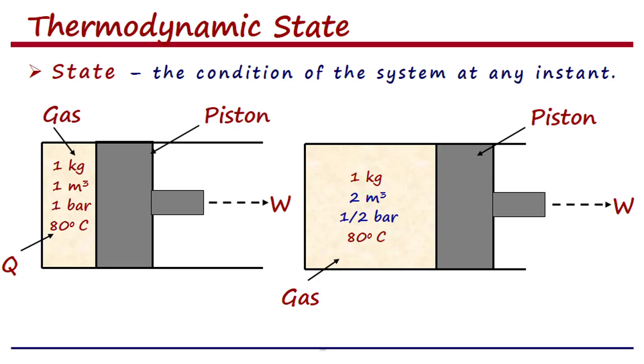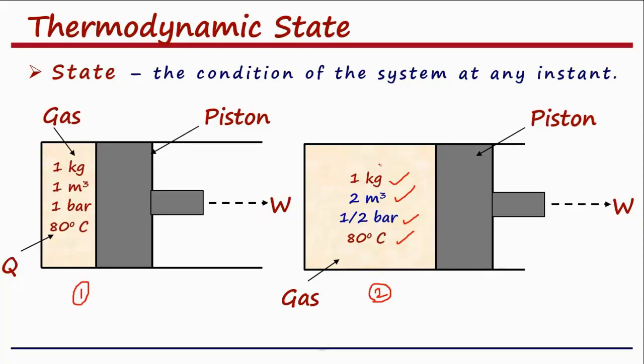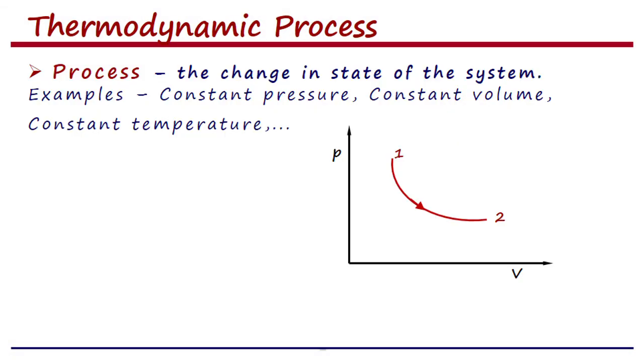Initially, the mass was m, volume was V1, pressure was P1, temperature was T1. Now it has become m, V2, P2, T2. So the state or thermodynamic state is the condition of the system at any instant. Coming to thermodynamic process. Thermodynamic process is the change in state of the system. Just as we have discussed that in the gas, the initial pressure was P1 and initial temperature was T1. After supplying the heat, it has become P2, T2. So that means there is some change in state from 1 to 2. Such a change in state of the system, we call it as process. This was the initial condition of the system, and this was the final condition of the system.